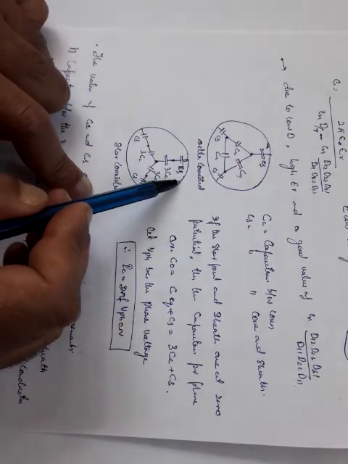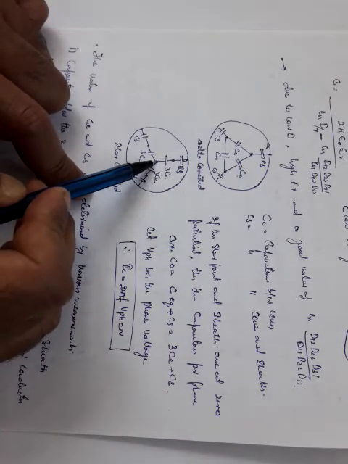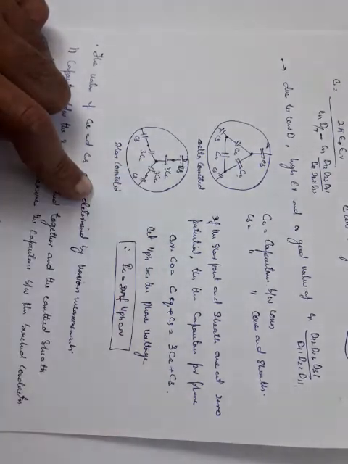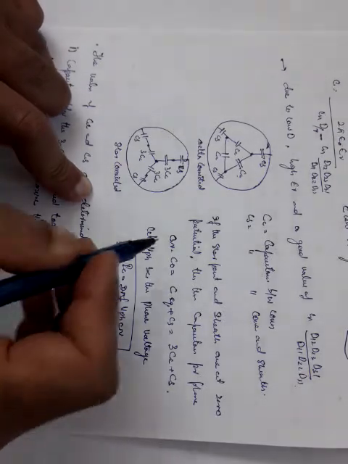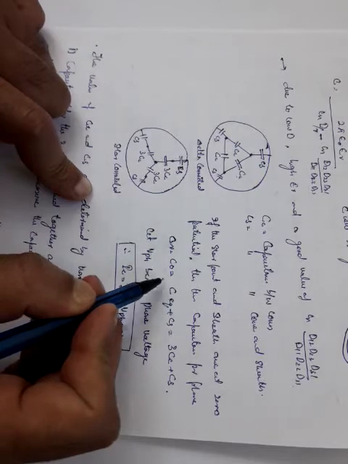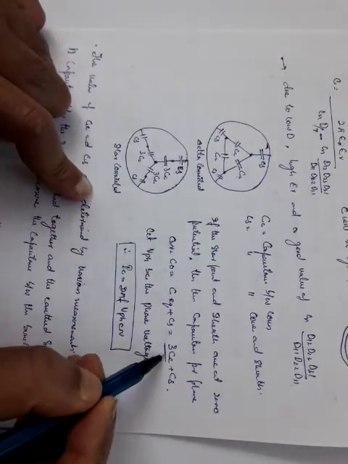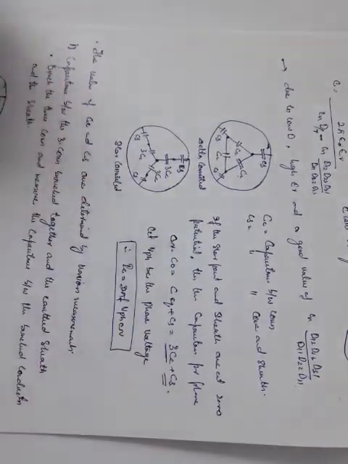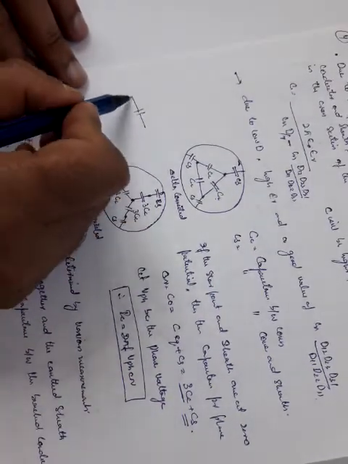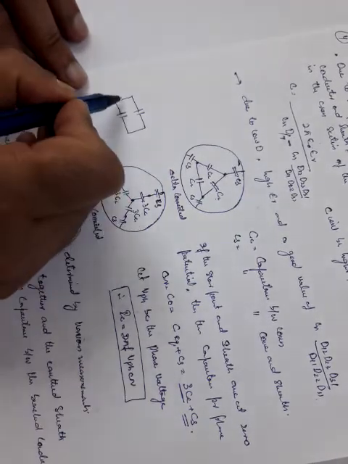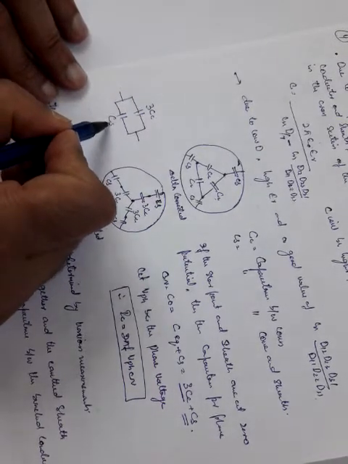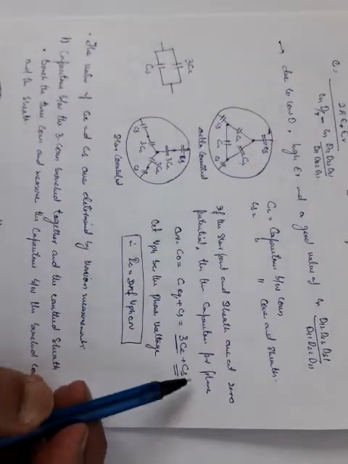Since the potential of the sheath is 0, this point will be at potential 0. This point is mentally connected to this, which means these two capacitances will be in parallel. The per phase capacitance, sometimes denoted by C naught or Cn, will be equal to 3 times Cc plus Cs, because mentally we can say they are connected in parallel. This is 3 times Cc, this is Cs. That is what I have written over here.